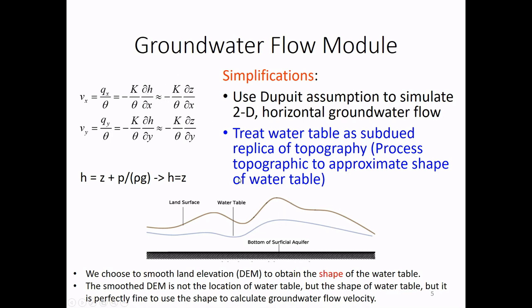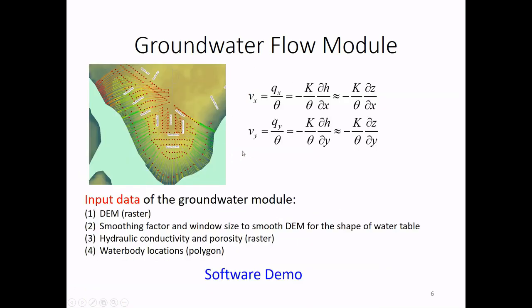So by doing this, with these two simplifications, we do not need to solve the groundwater flow model. You don't need to run a flow model. You don't need to get a master's degree to run a flow model. You just run ArcGIS or ArcNLET, and you can get the velocity. So that's essentially the conceptual model we have.